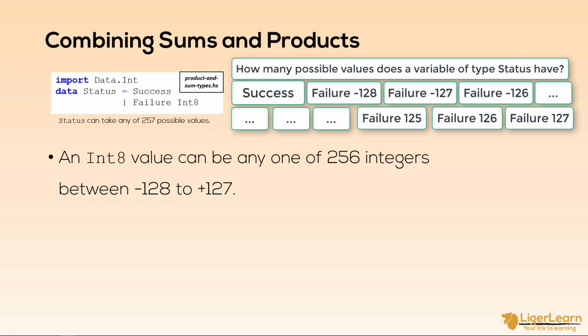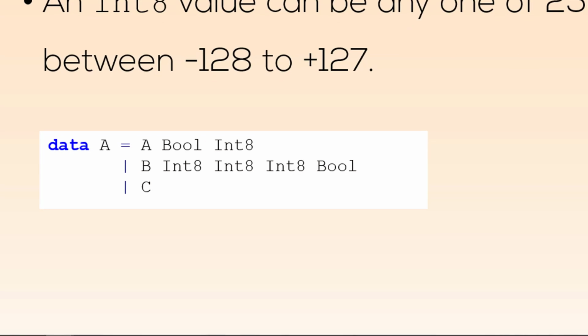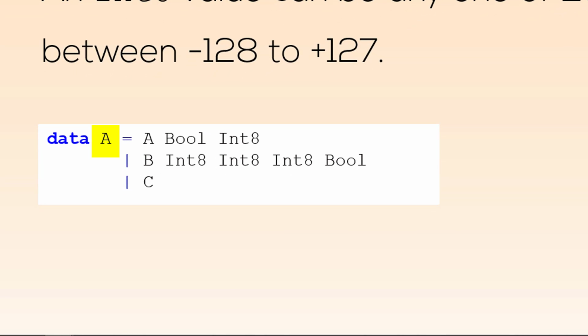Let's have a look at another contrived example. Here is a data type which we are defining called A, which can be either an A, B, or C. Since there are multiple constructors, we know A is a sum type, and since two of the constructors A and B take parameters, we also know it is a product type. So, now the same exercise for this new type. How many possible values can A take? This one is slightly more difficult than the previous one, so I'll pause for a few seconds.